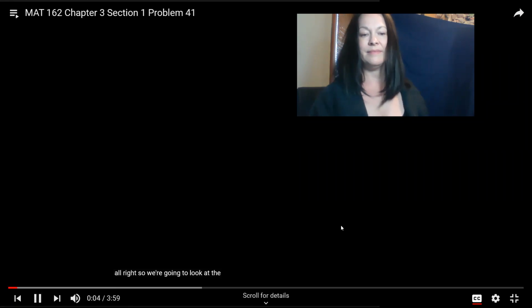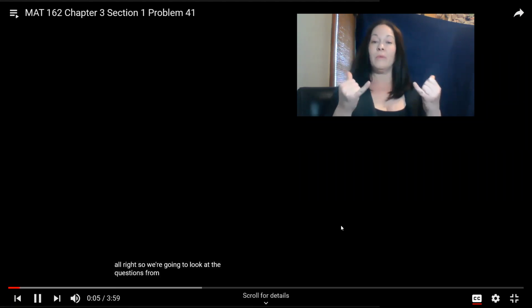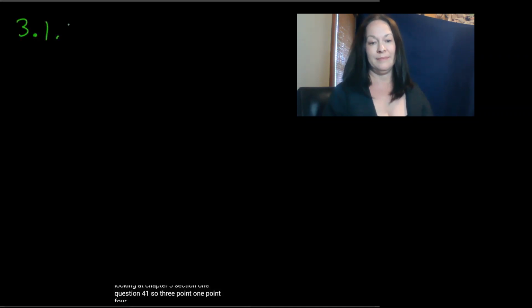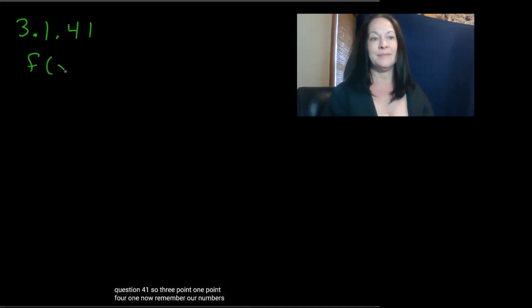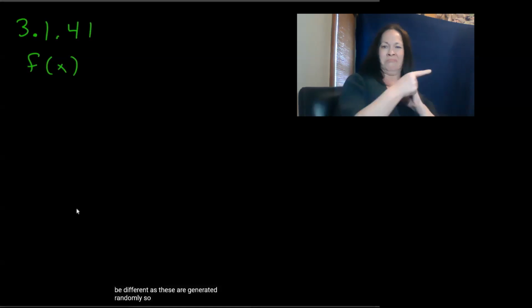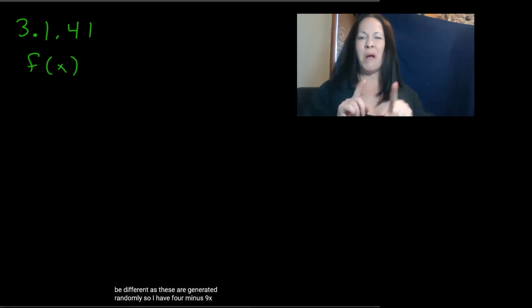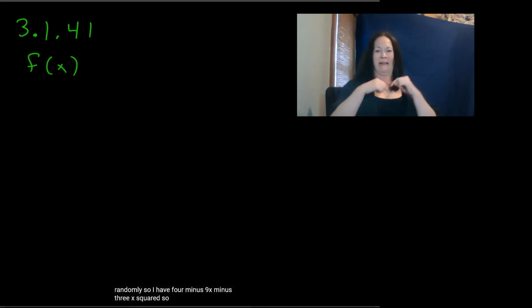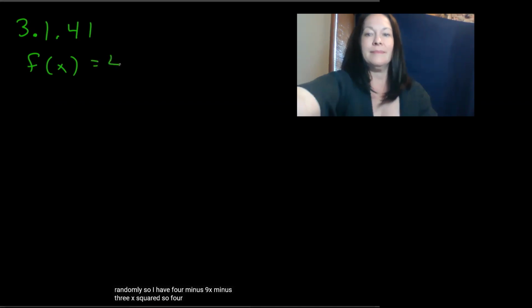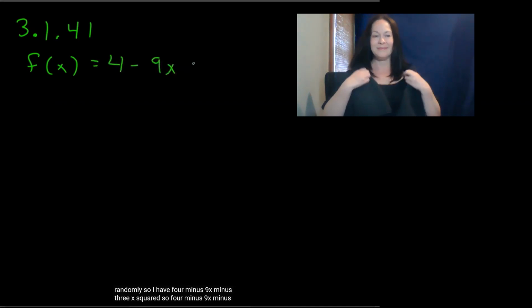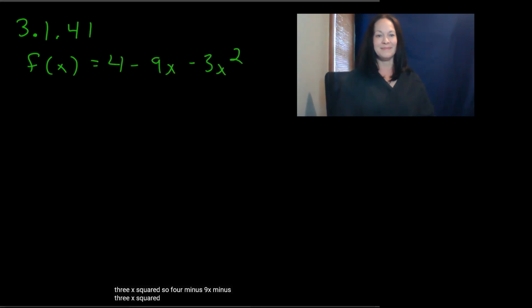At the questions from the homework, and we're looking at Chapter 3, Section 1, Question 41. So I'll put 3.1.41. Now remember, our numbers might be different as these are generated randomly. So I have 4 minus 9x minus 3x squared.